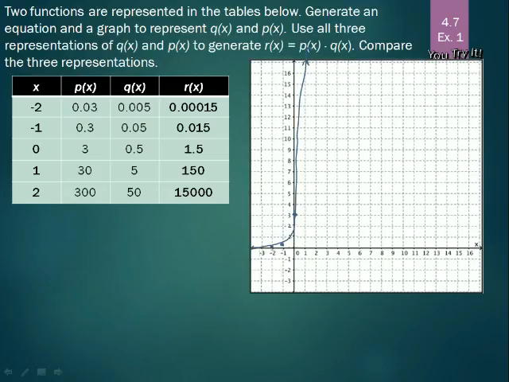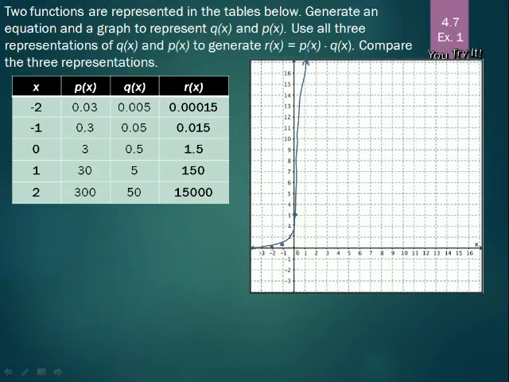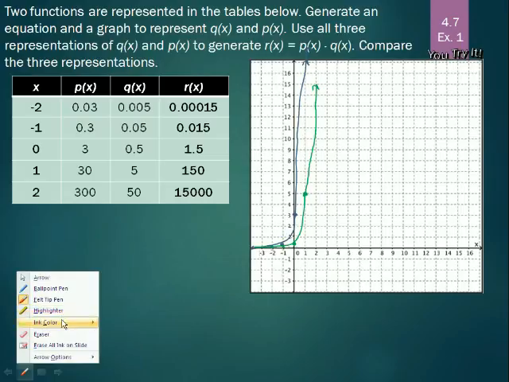And then for q of x, let's go ahead and plot those. So for q of x, we have -2, and again, it's just right above y equals 0. -1, right above y equals 0 again at 5/100ths, and then 0, 1/2, 1, 5. This one's a little bit easier to graph, and then 2, 50. So that goes way up off our graph, so we just know that's going to start really small and then explode upward.